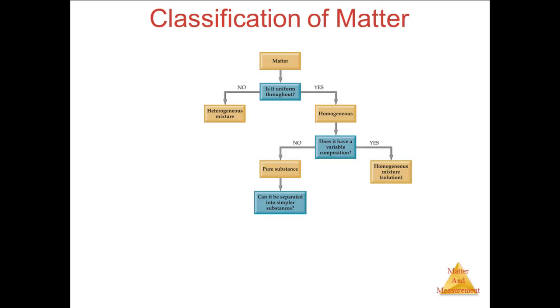Can it be separated into simpler substances? If a substance cannot be broken down into simpler substances, then it is an element. If it can be broken down, then it is a compound.